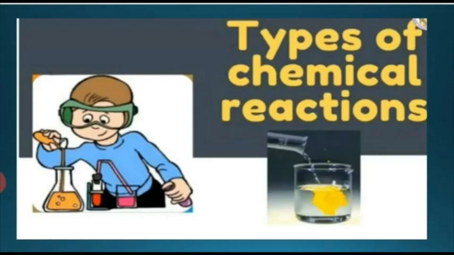Here there are so many types of chemical reactions. How is it considered as a type of chemical reaction? It is based on the manner in which the atoms of the reactants are rearranged. So that's why the chemical reactions are classified like this.